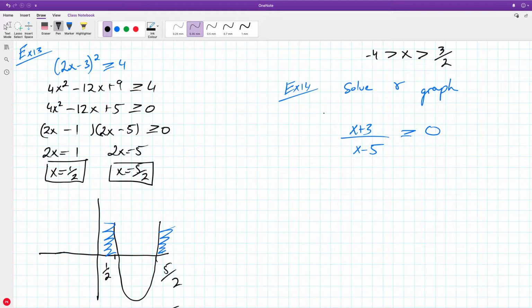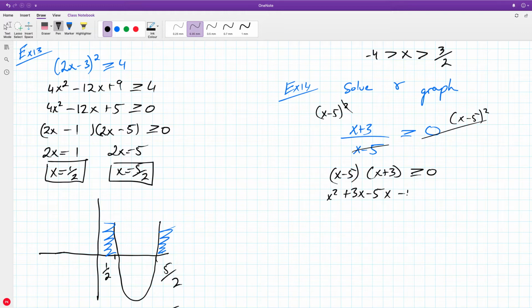Right, let's look at it. x minus 5 squared, x minus 5 squared. One of the x minus 5's cancels with the squared. They're going to be left with nothing over there because anything times 0 is just going to be 0. So that's x minus 5 times x plus 3 greater than or equal to 0. x squared plus 3x minus 5x minus 15 greater than or equal to 0. x squared minus 2x minus 15 greater than or equal to 0.